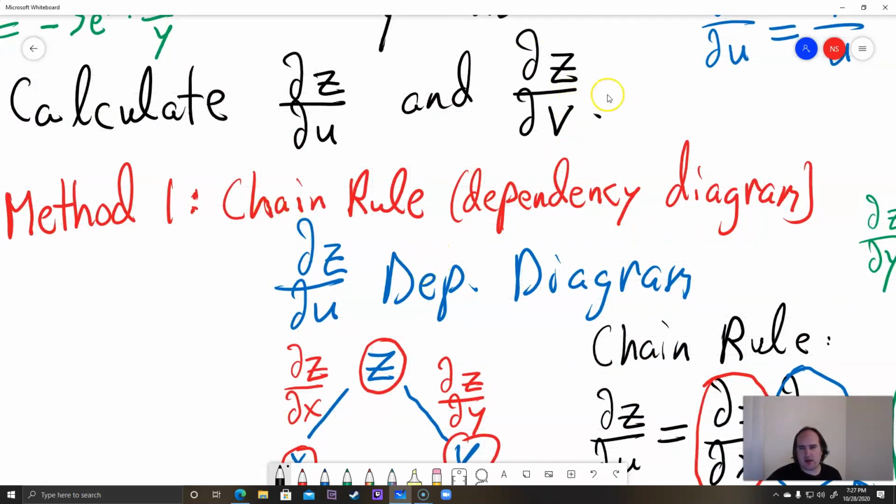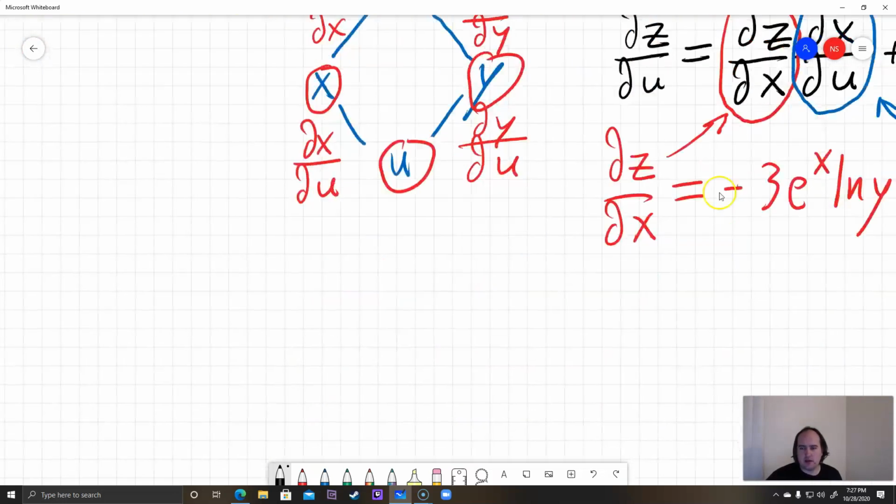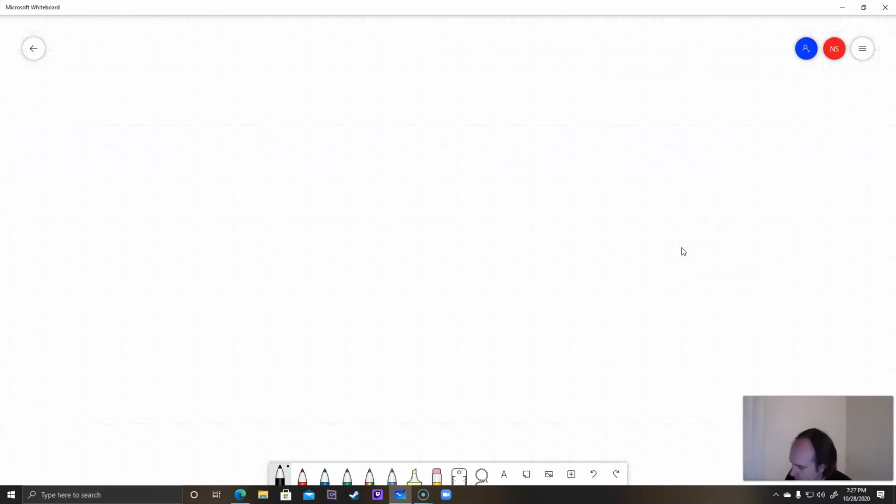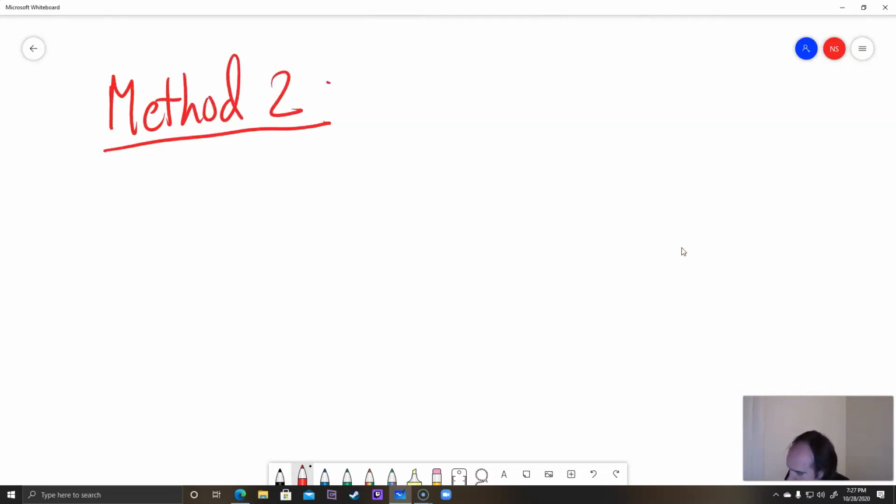So for partial z partial v, I'm going to use method 2, because I don't want to do 4 of these. There's not enough time. So for partial z partial v, I'm going to use method 2, just to explain it to you. Okay, so method 2. For method 2, basically what you do is you express everything in terms of u and v right at the beginning.